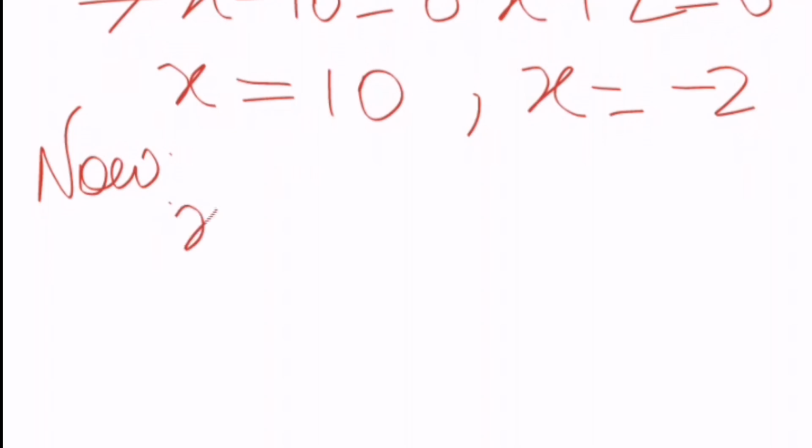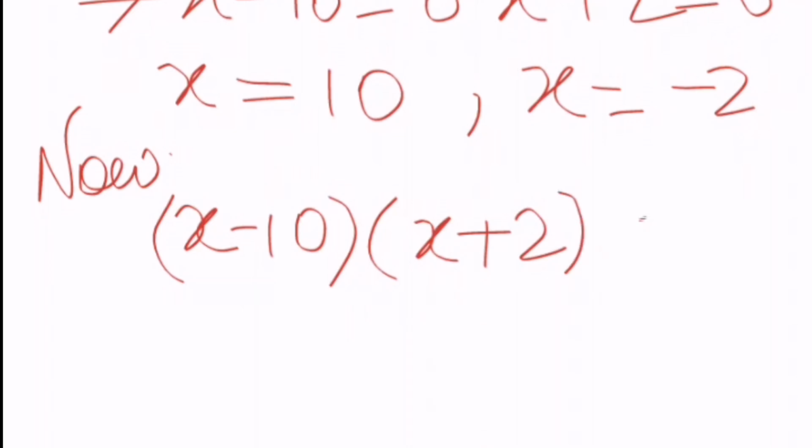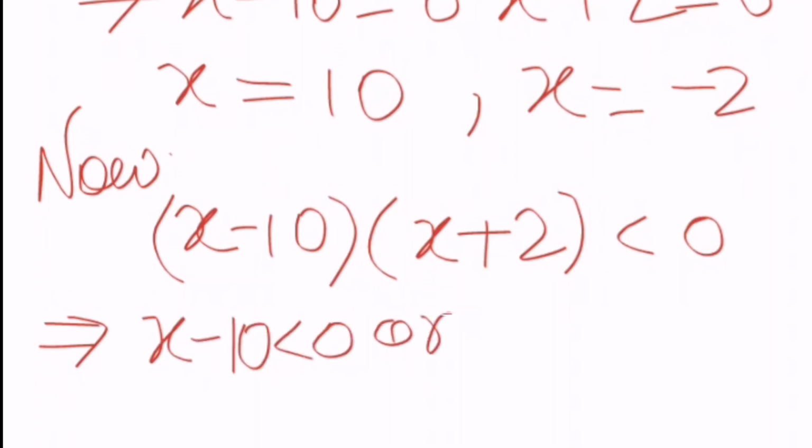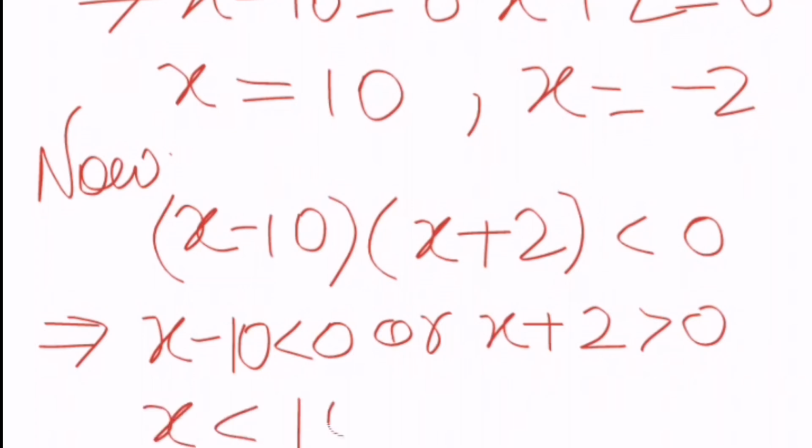The other fact is that the product of these two factors is negative. So the product of these two factors is negative implies any one of them is negative. This implies two statements. X minus 10 is negative or x plus 2 is positive. This is one possibility. The other possibility we are going to discuss later. It states x is less than 10. It states x is greater than minus 2.